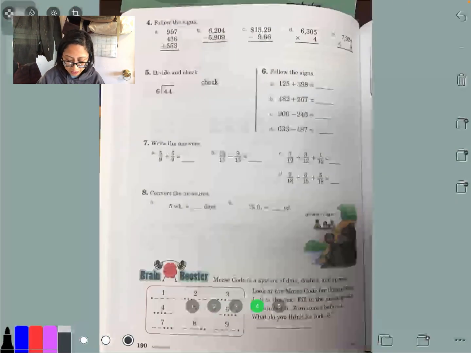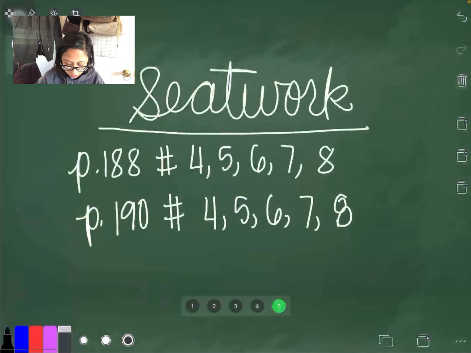All right, this page is your seat work. So, here's your seat work. Page 188, number 4, 5, 6, 7, 8. Page 190, number 4, 5, 6, 7, 8. And again, we did a longer lesson because we had no school on Monday. But that's okay because we are learning more, we're getting smarter, and your critical thinking is improving.